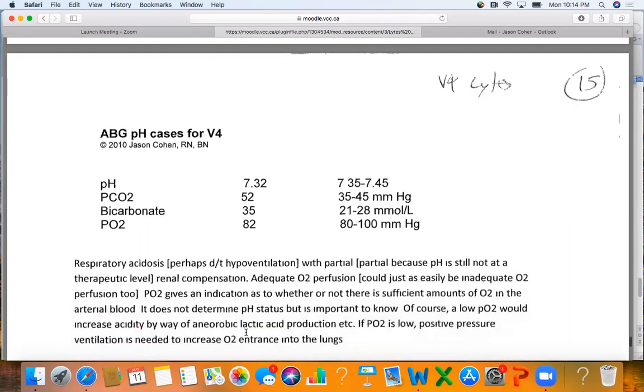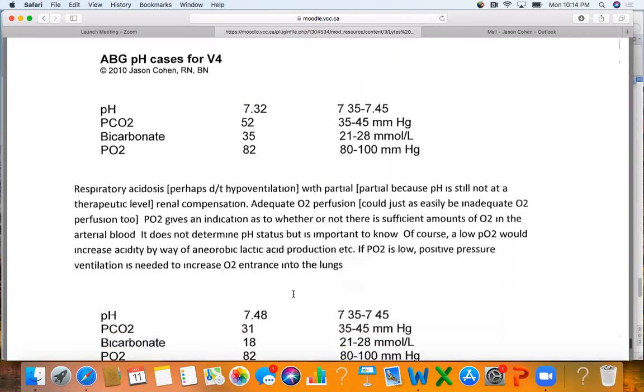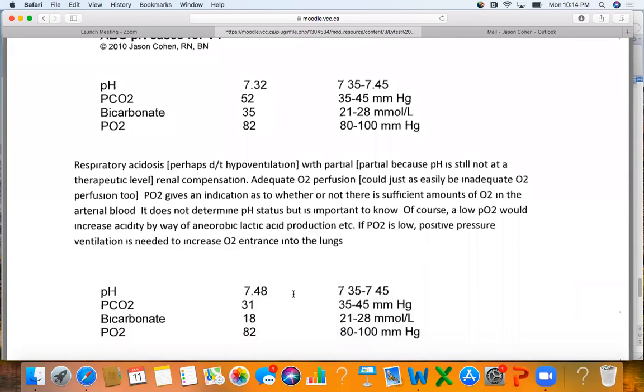I will let you read this paragraph on your own. We've kind of gone over the gist of things. You can read the paragraph on your own. Next question. We're going to just go through here and figure out our pH deal. Okay, the next one.